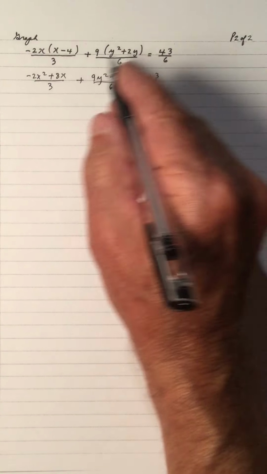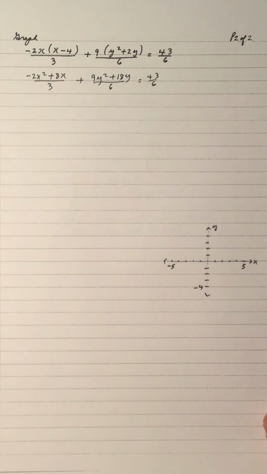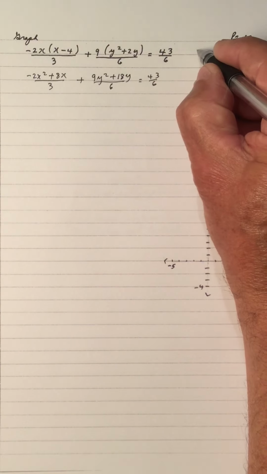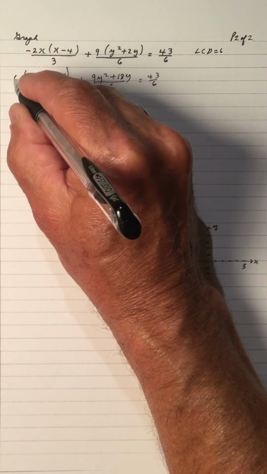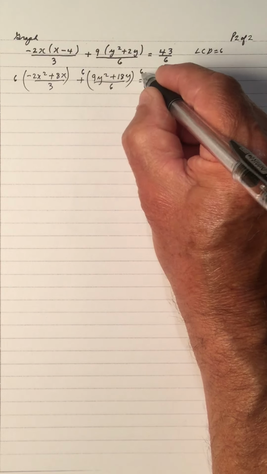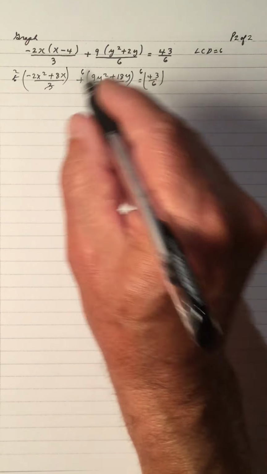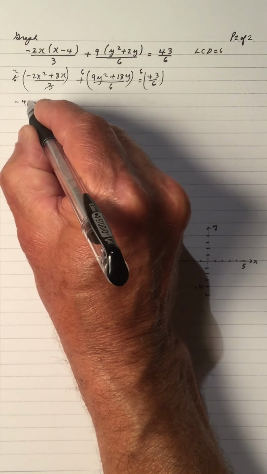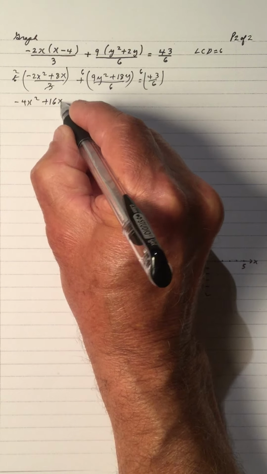Now that I have the brackets removed, I have an equation with fractions. So what do I do with the equation with fractions? I multiply by the LCD. So 6 and 3 is the denominator, so the LCD is 6. So we'll multiply all parts of the equation by 6. That will eliminate your denominators. 3 into 6 goes 2. So we get 2 times negative 2x squared is a negative 4x squared. 2 times 8 is plus 16x.